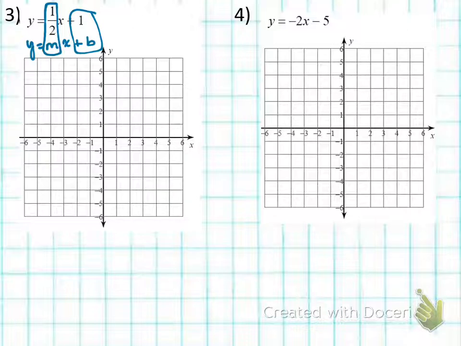Okay, here we go. You're going to plot the y-intercept first, okay? So looking at the b, we're going to plot that first on our y. Go to 1, plot a point. Everyone's plotting a point, okay?